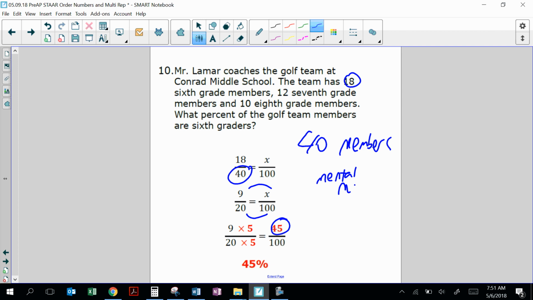I did see someone do mental math on this one. I was actually very, very proud of that person. He did 100% of 40 is 40. And then he did 10% is 4. 5% is 2. So how do you build 2 members to 18 members? Times 9. That's where you get 45%.